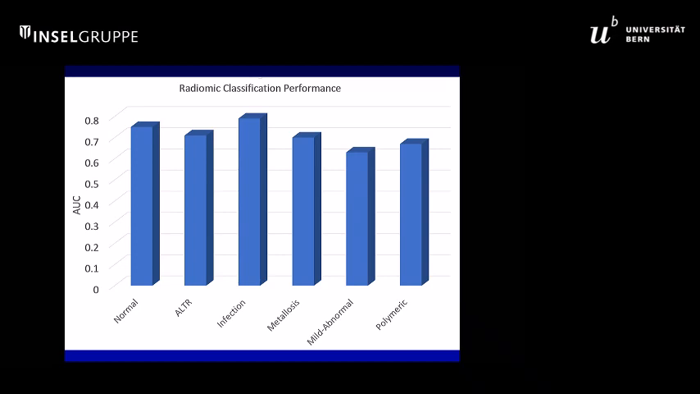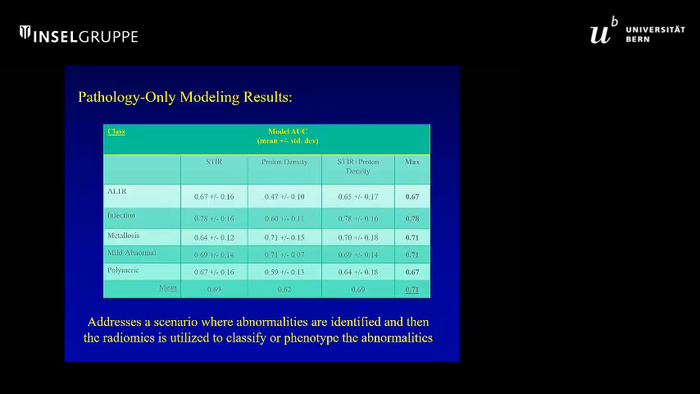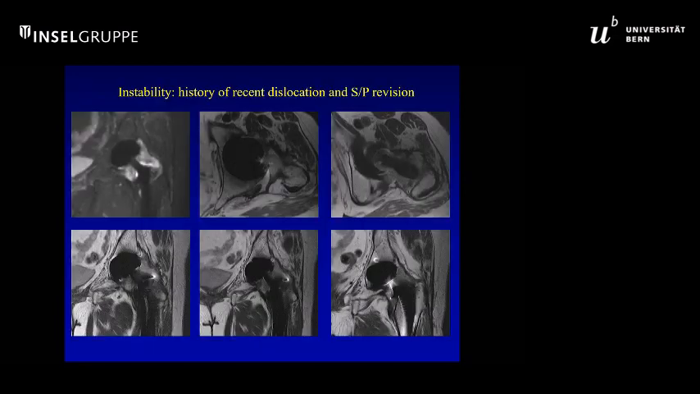And this is really the bottom line as we go look at the AUC performance of this classification. This is, again, the concept of having an algorithm predict this type of host-mediated synovial response. If we just take out the subset of pathology only, this was interesting. It addresses a scenario where abnormalities are identified and then radiomics is utilized to classify or subclassify the phenotype. So these are preliminary data, but it's interesting to think that we could eventually start automating all these processes.